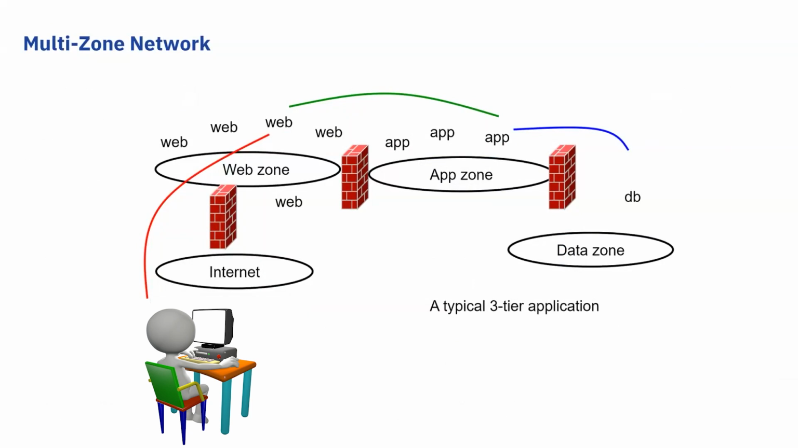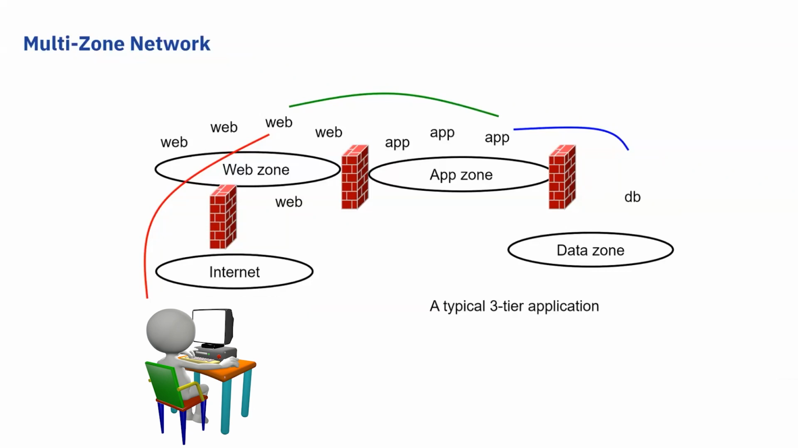The thing I want to get across here is the idea that there are zones in a network. Zone is a little bit of a vague term, but what it really means is that it's a part of the network where there's separation from the other parts of the network. Here I'm showing an internet zone, a web zone, an application zone, and a database zone. And so we refer to this as a three-tier application.